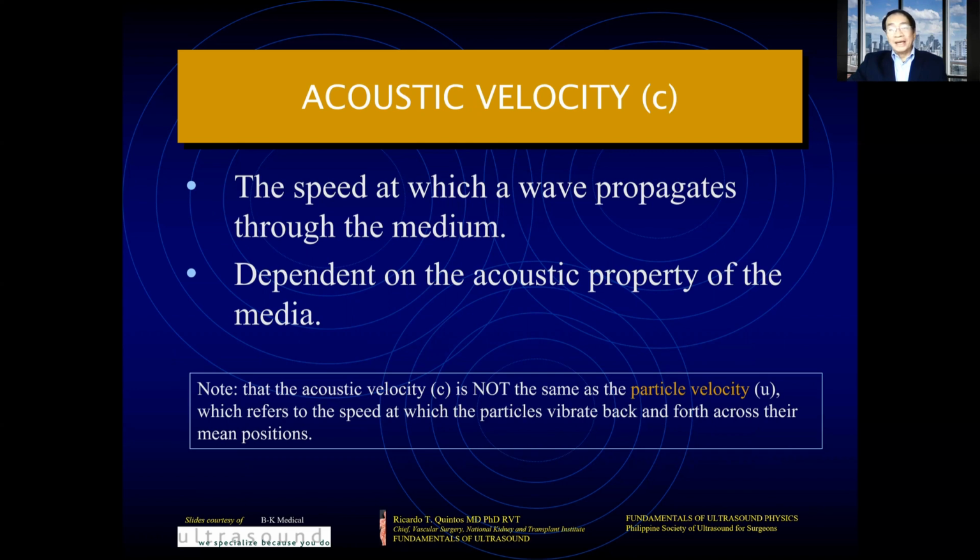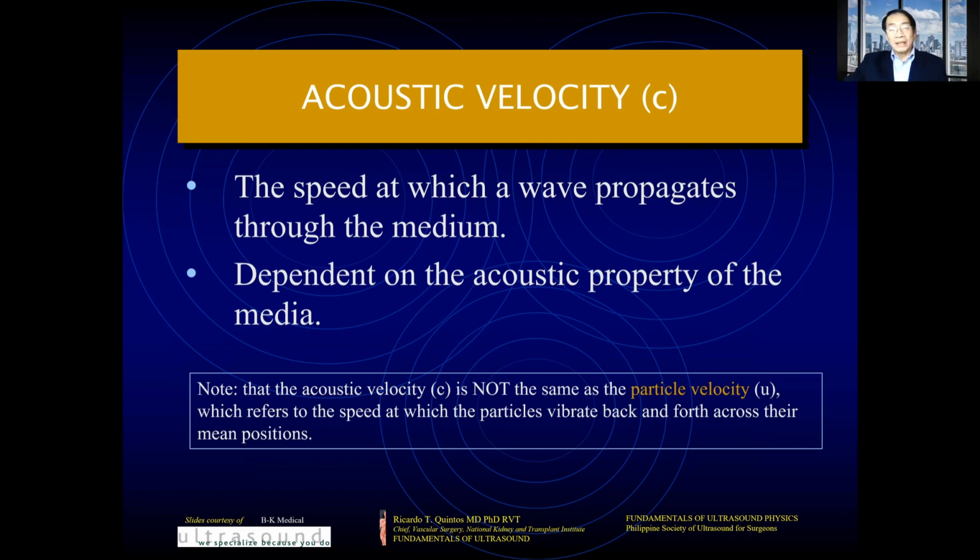Finally, the acoustic velocity is one property of the wave which takes into consideration the characteristics of the medium. The acoustic velocity is the speed at which a wave propagates through the particular medium. And this acoustic velocity depends on the acoustic property of the media. It does not depend on the vibration of the particle. It does not depend on the element of the particle that is moving, but it is dependent on the acoustic property of the media that affects the propagation of the wave.